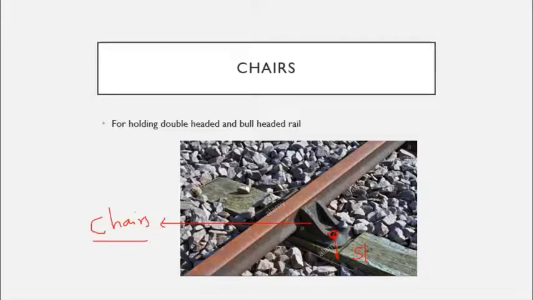Sorry for the mistake that I previously mentioned, that the chairs are pieces of wood. Chairs are not pieces of wood, they are metallic pieces, and they are used to connect the rail with the sleepers.